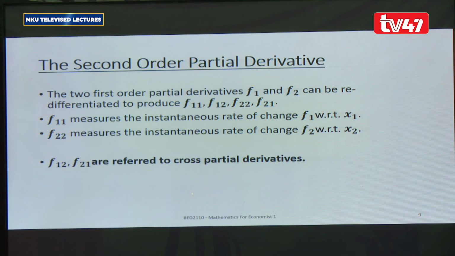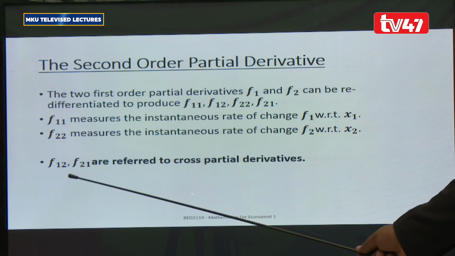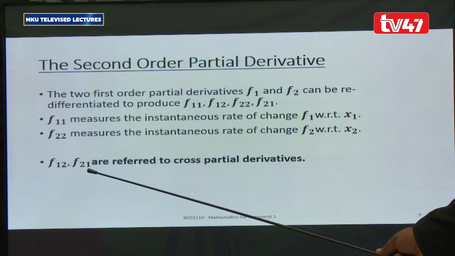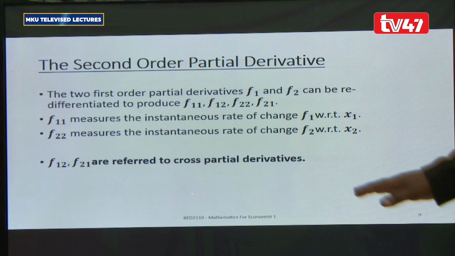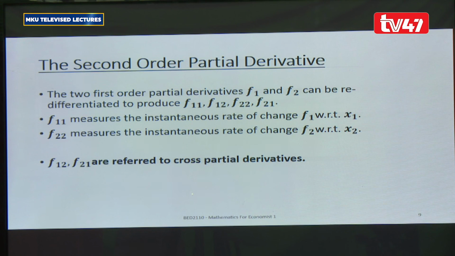Now, something to note here is that f12 and f21 are referred to as cross-partial derivatives. Cross-partial derivatives are critical concepts that we shall need in our other topics. Therefore, for now, we shall just know how they are calculated, but we shall revisit them and we shall need the concepts in our near future.